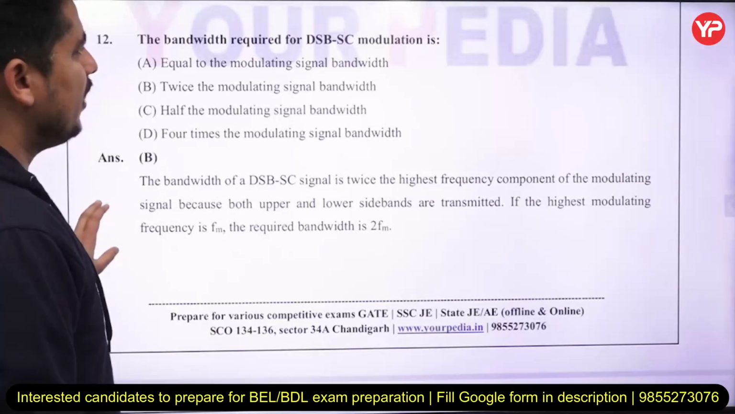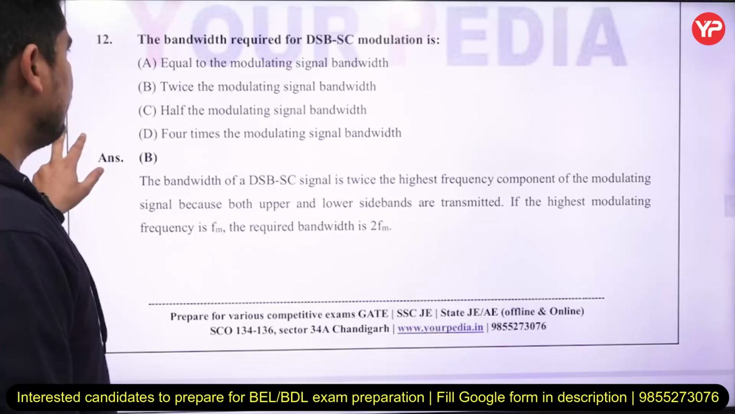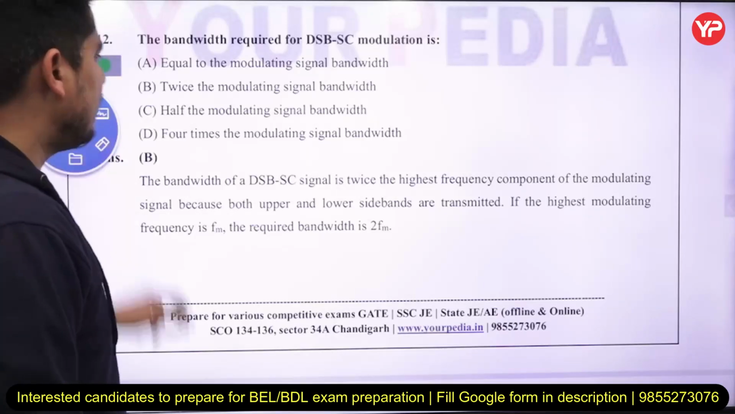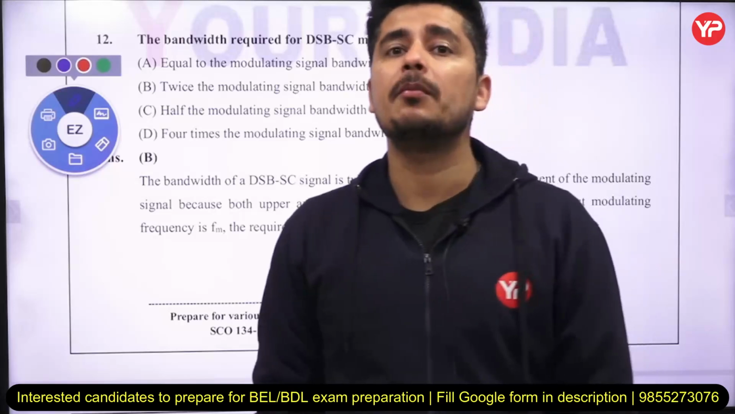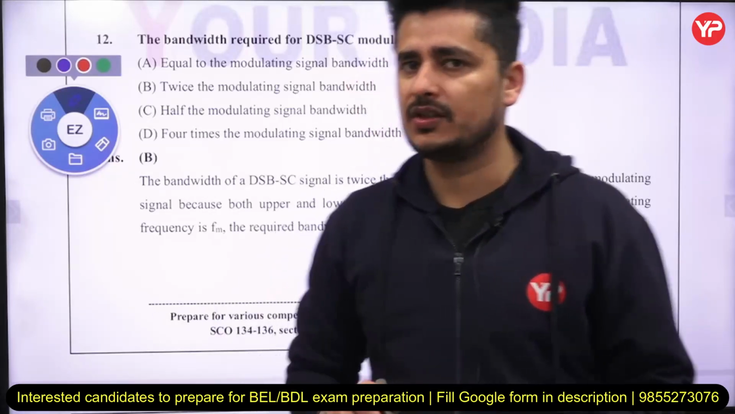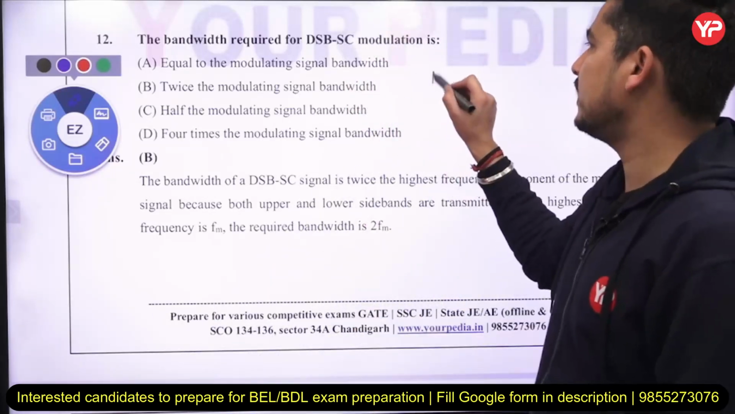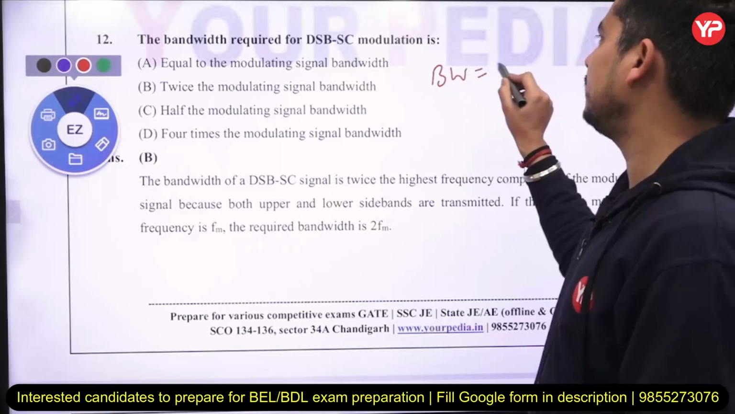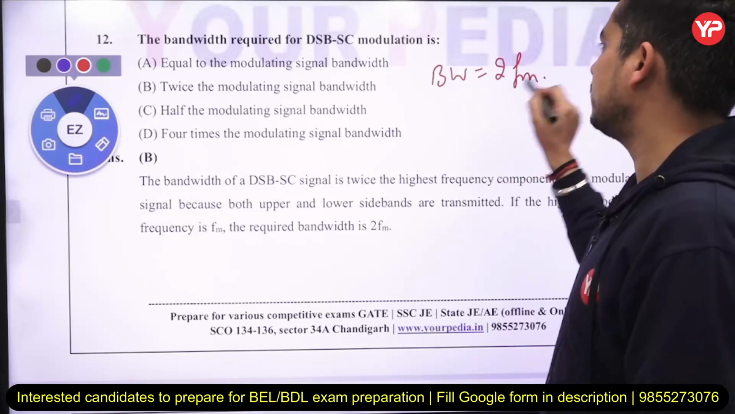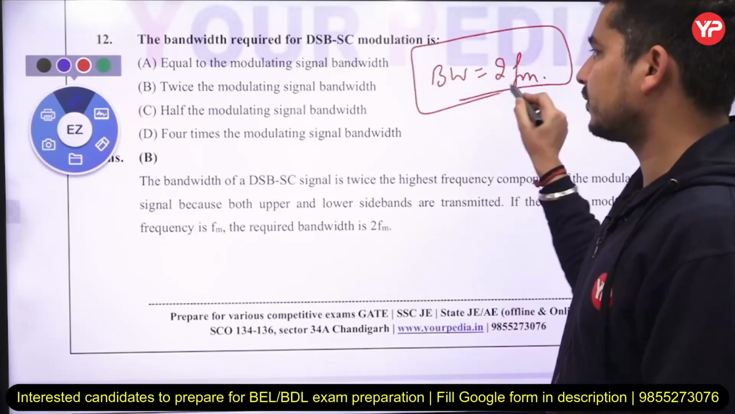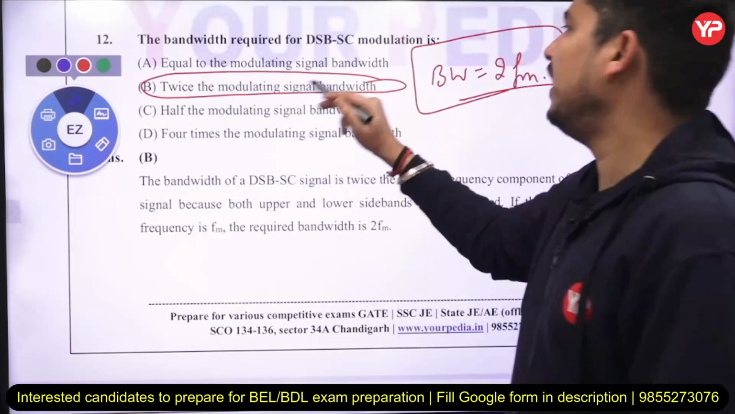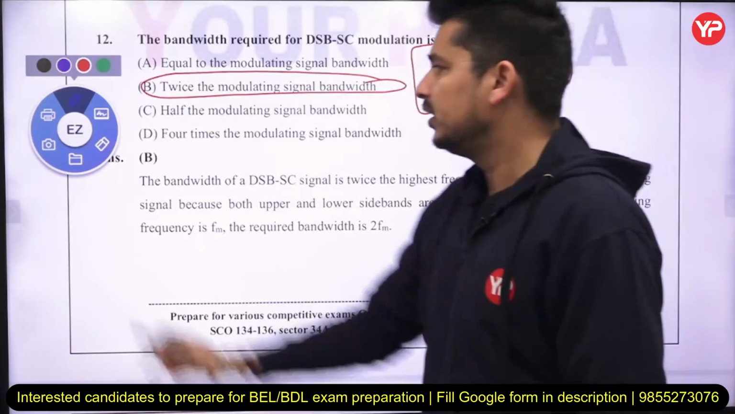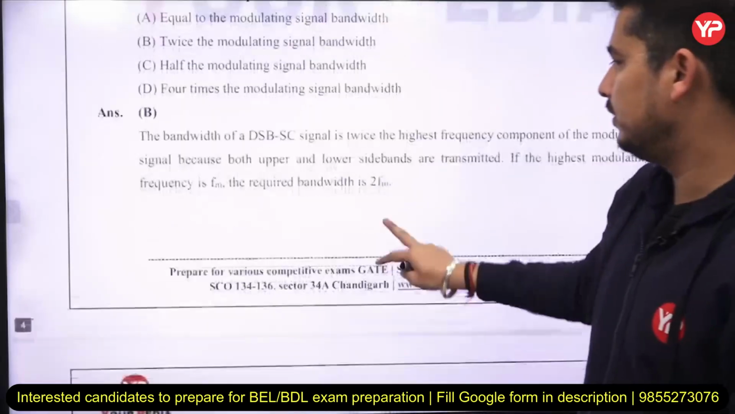Then we will go to the DSB signal. The bandwidth requirement for DSB-SC modulation. See, if I am talking about the bandwidth requirement of DSB-SC, the bandwidth requirement is the same as the AM signal, right? So its bandwidth is the same as the AM bandwidth, that will be twice of fm, the maximum signal frequency. So we can say twice the modulating signal bandwidth, that is the bandwidth of the DSB-SC signal.